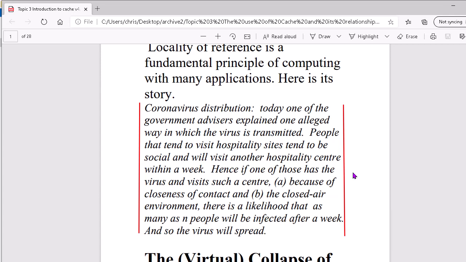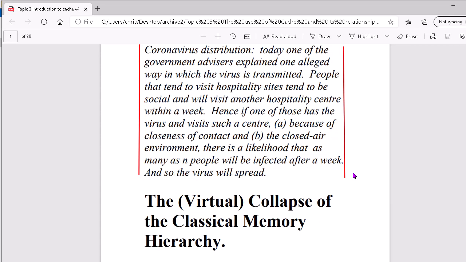It's this: people that tend to visit hospitality sites, for example restaurants and cafes and so on, tend to be quite social people and will in all probability visit another hospitality centre within a week. Hence, if one of those people has the virus and visits such a centre, mainly on account of the closeness of contact that that person will have with others, and secondly, the closed air environment, there's a strong likelihood that as many as n different people will be infected after a week, and so the virus will spread. You might think this is a bit of an odd introduction, but as you'll come to see, the principle of locality is at issue at some point.